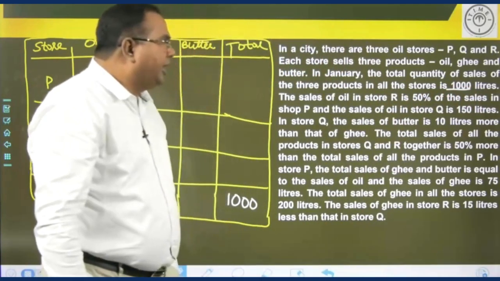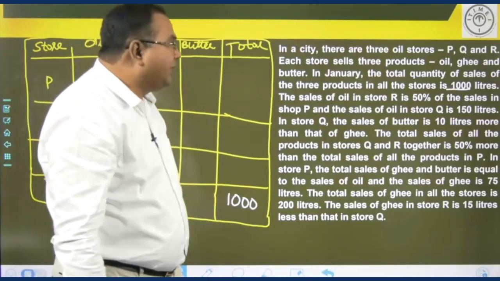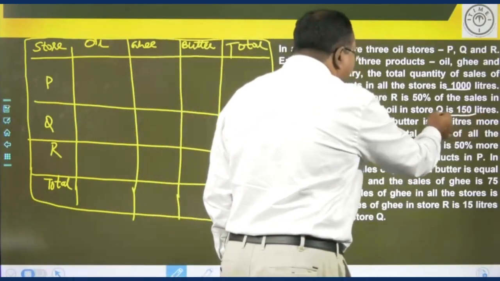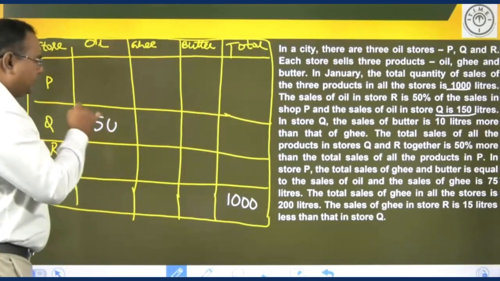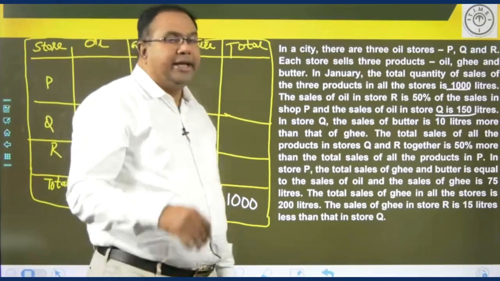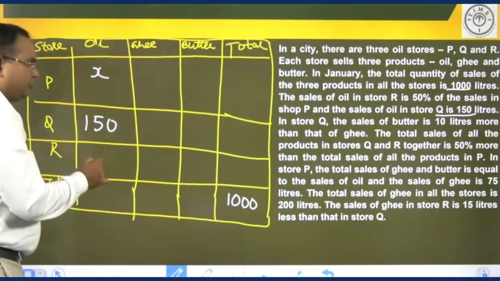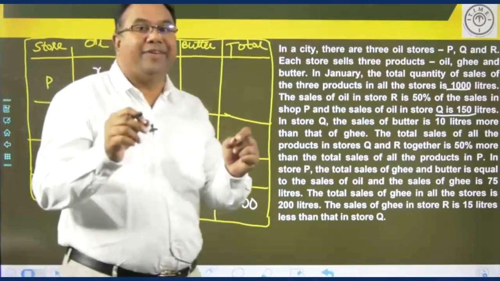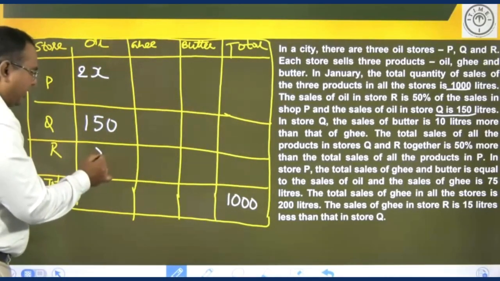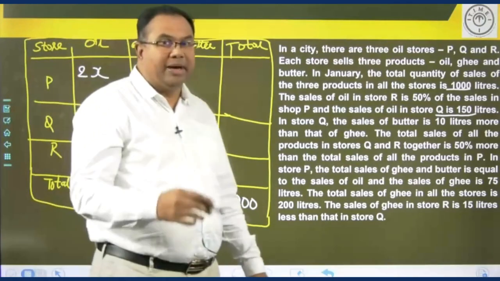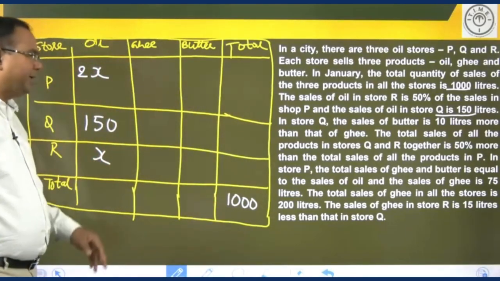Now, sales of oil in store R is 50% of sales in shop P, and sales of oil in store Q is 150 liters. So, clearly oil Q is 150 liters and he has given oil in store R is 50% of store P. If I take this as X, this has to be X by 2. We always suggest avoid fractions in the exam. If you want to avoid fractions, take this as 2x. This is half x. You can take x by 2 also, no problem. But I am avoiding fractions. It is half of that, means if I take P as 2x, obviously my R has to be x.